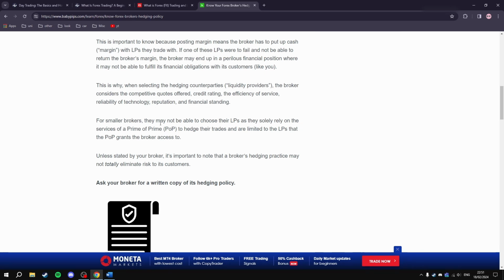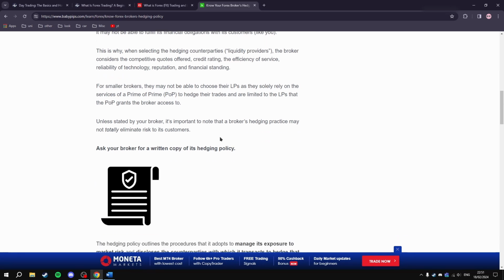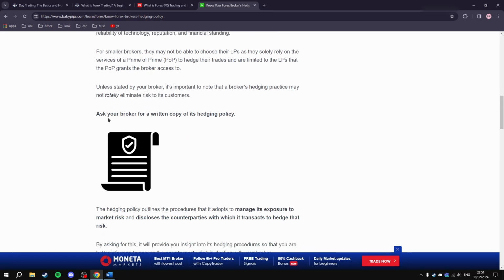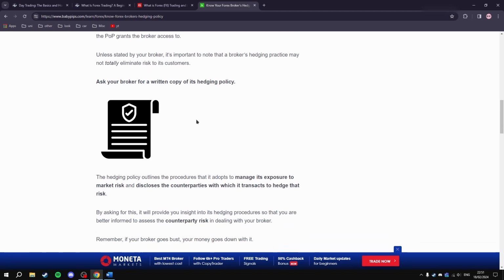For smaller brokers, they may not be able to choose their liquidity providers as they solely rely on the service of a prime of prime to hedge their trades and are limited to the liquidity providers that the prime of prime grants the broker access to. Unless stated by a broker, it is important to note that a broker's hedging practice may not totally eliminate risks to its customers. Ask your broker for a written copy of its hedging policy.